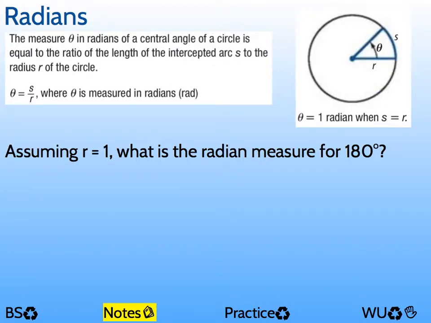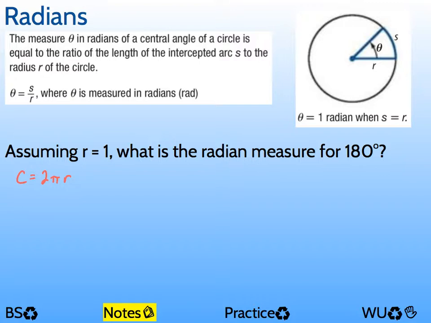Radians are another way you can measure angles, and it's deeply tied into the arc length. So, the measure of the radians equals the arc length divided by the radius. So, if the radian measure is 1, that means that the arc length that it intercepts is the same distance as the radius. So, the real question here is, if the radius is 1, like the unit circle, what is the radian measure for 180 degrees? Pause the video and try to figure that out.